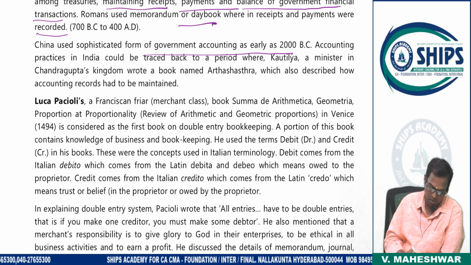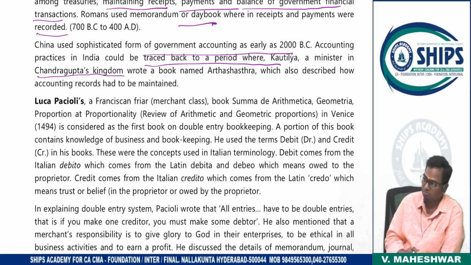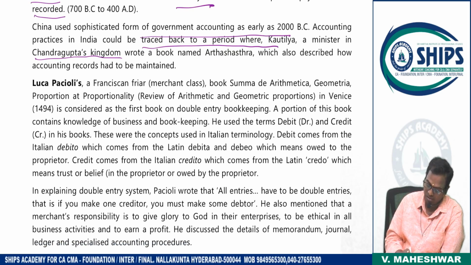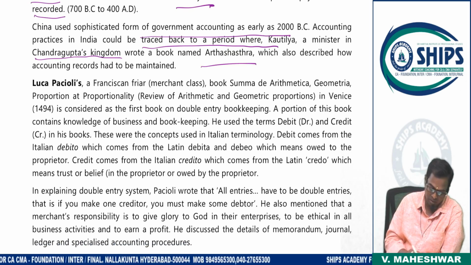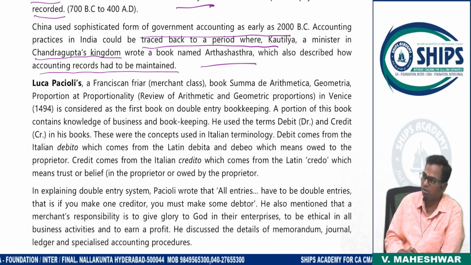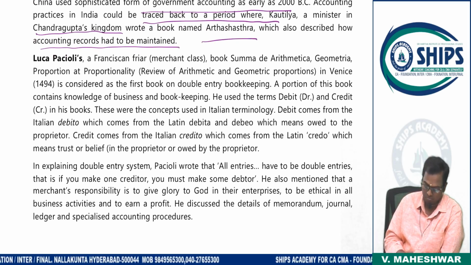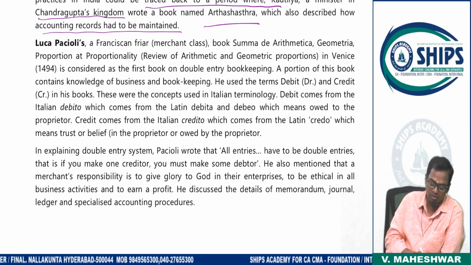Accounting practice in India could be traced back to the period of Kautilya, minister of Chandragupta's kingdom, who wrote a book called Arthashastra, which also describes how accounting records have to be maintained. Then, the father of the double entry system.